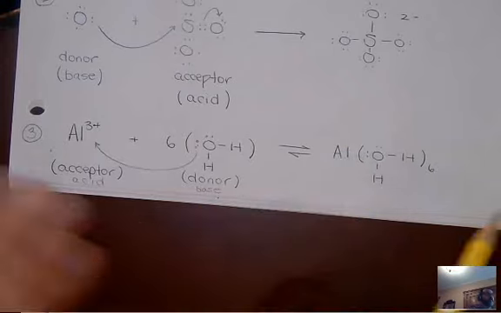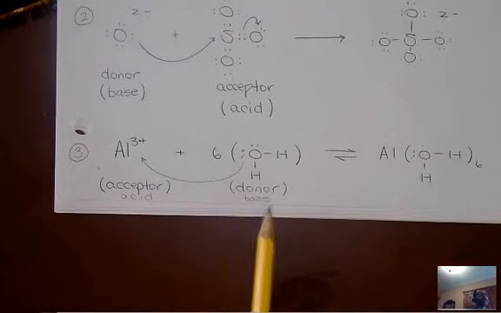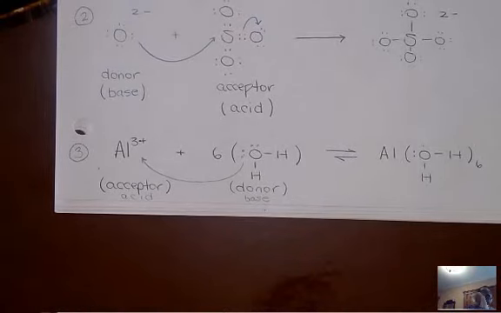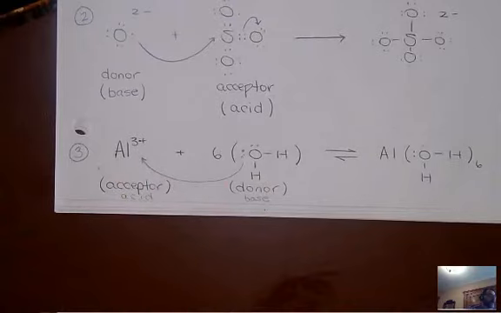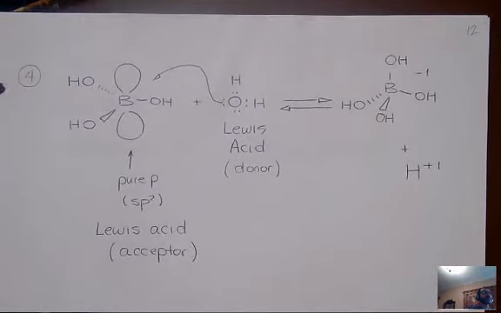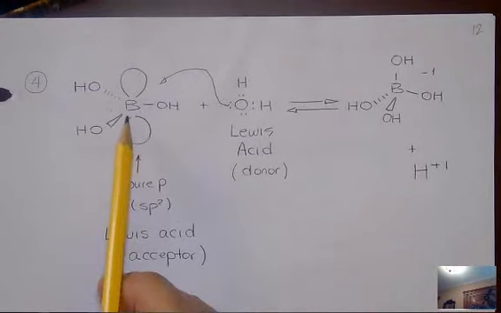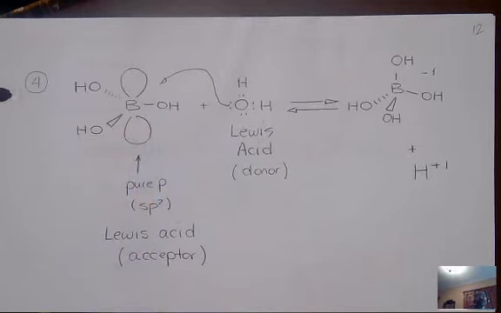Okay. Well, who's donating the electrons? The water molecules. So they are the base. If you are an electron pair donor, you're a base. If you're an electron pair acceptor, like the aluminum +3, you are an acid. Okay, last example. Okay, so this is called boric acid. It sometimes is written like this.